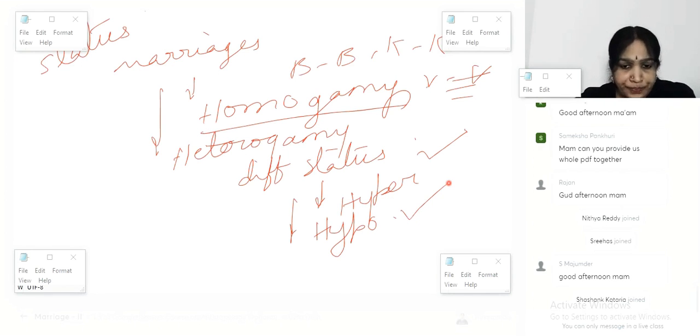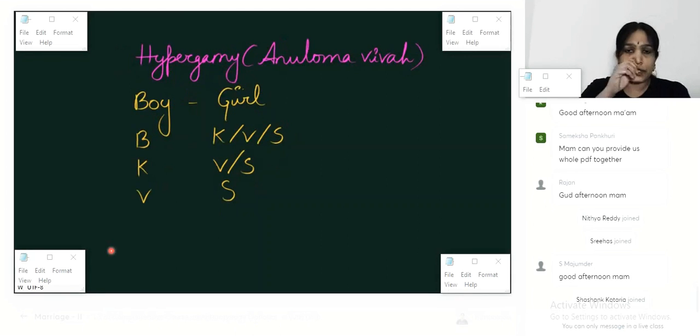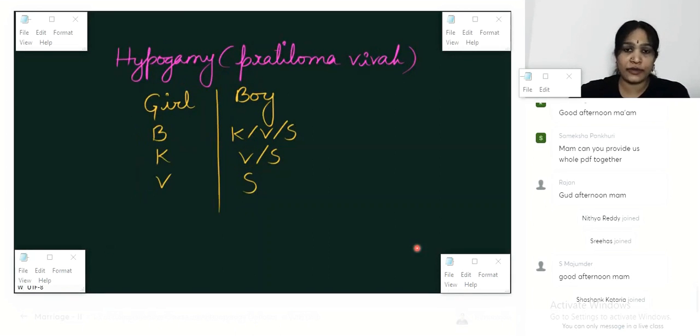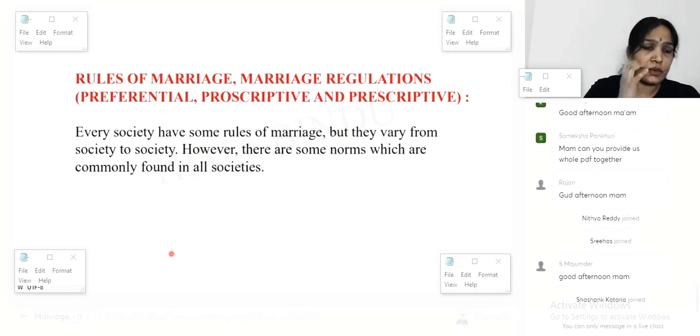Based on class also we can do, based on caste also we can do, but this is anuloma vivaha and pratiloma vivaha. As I told you, hypergamy is called anuloma vivaha and hypogamy is called pratiloma vivaha. Pratiloma is opposite to anuloma. Anuloma and pratiloma words are given with respect to varna. We can use hyper, hypo words for economic class, rich, poor, caste system, but hypergamy, hypogamy or anuloma vivaha, pratiloma vivaha are particularly used in the context of the varna system. Okay, fine. Now let us move on.